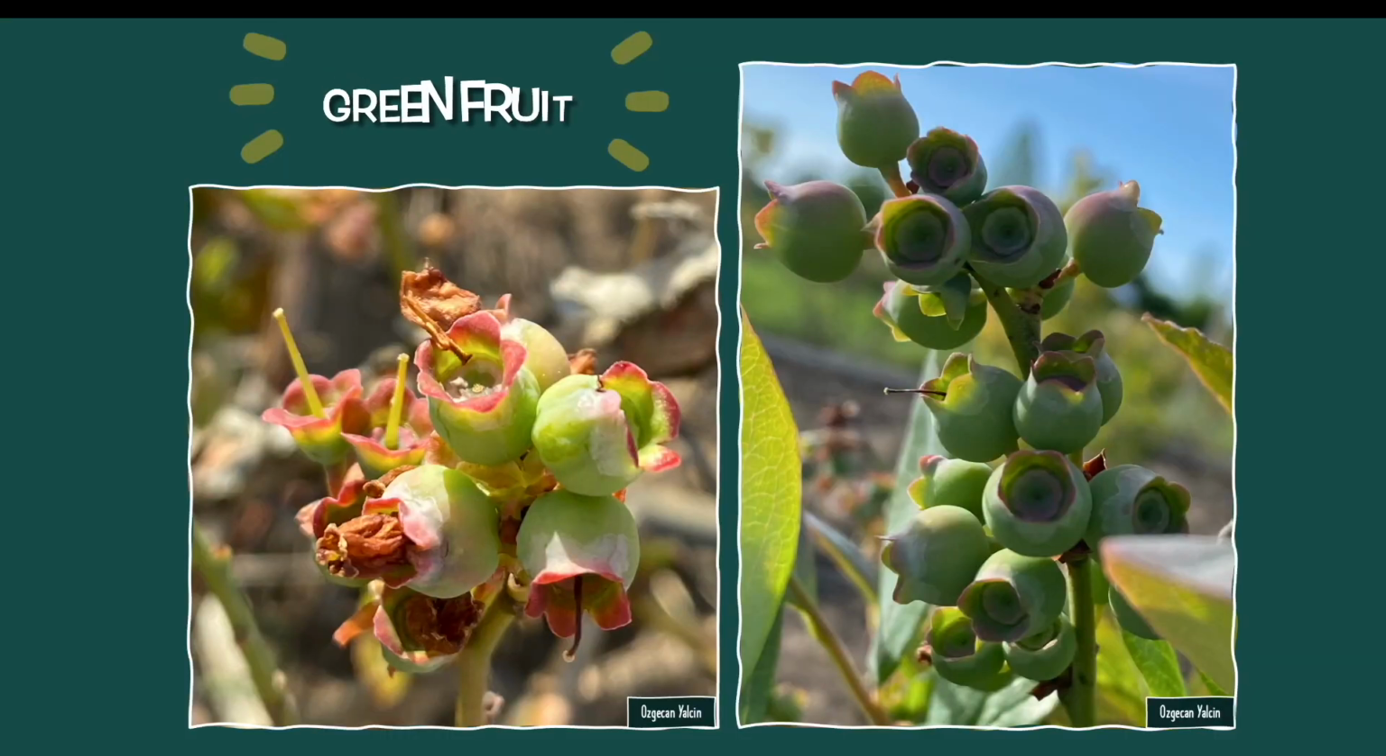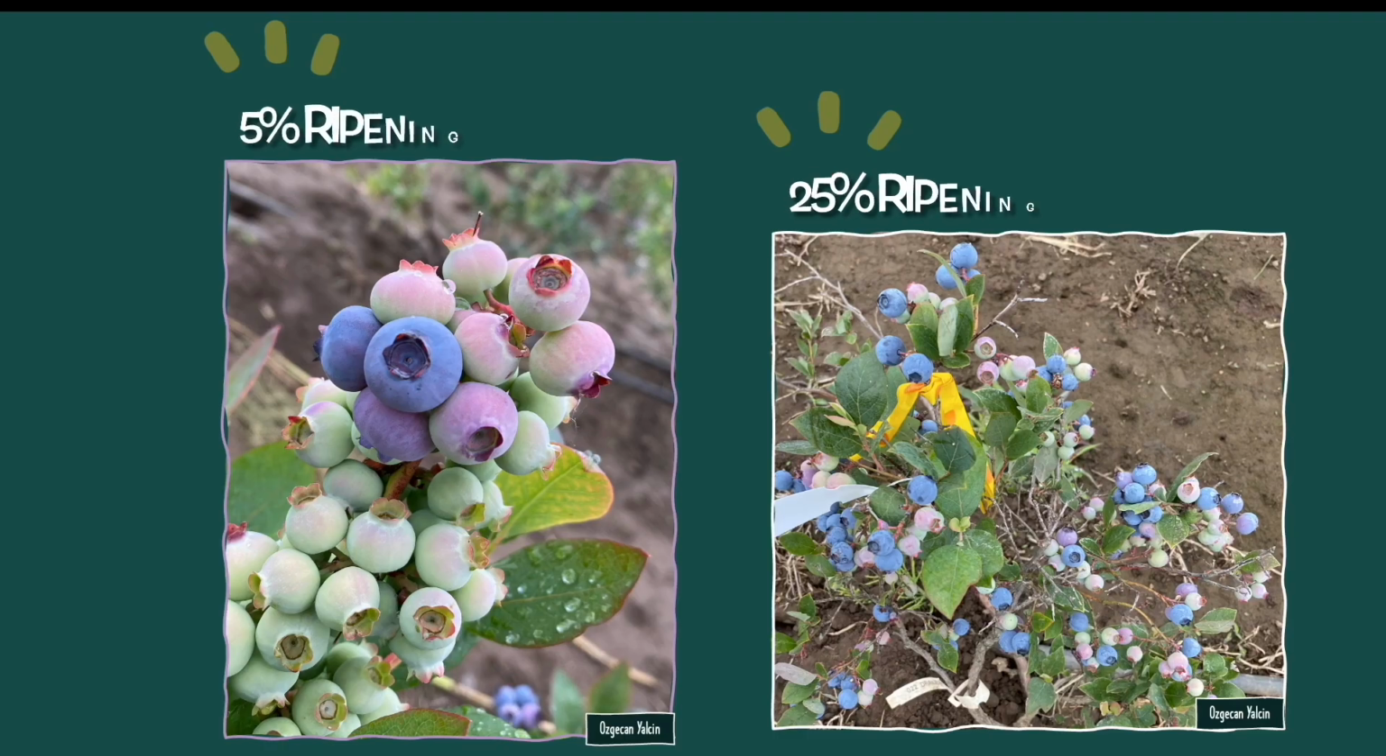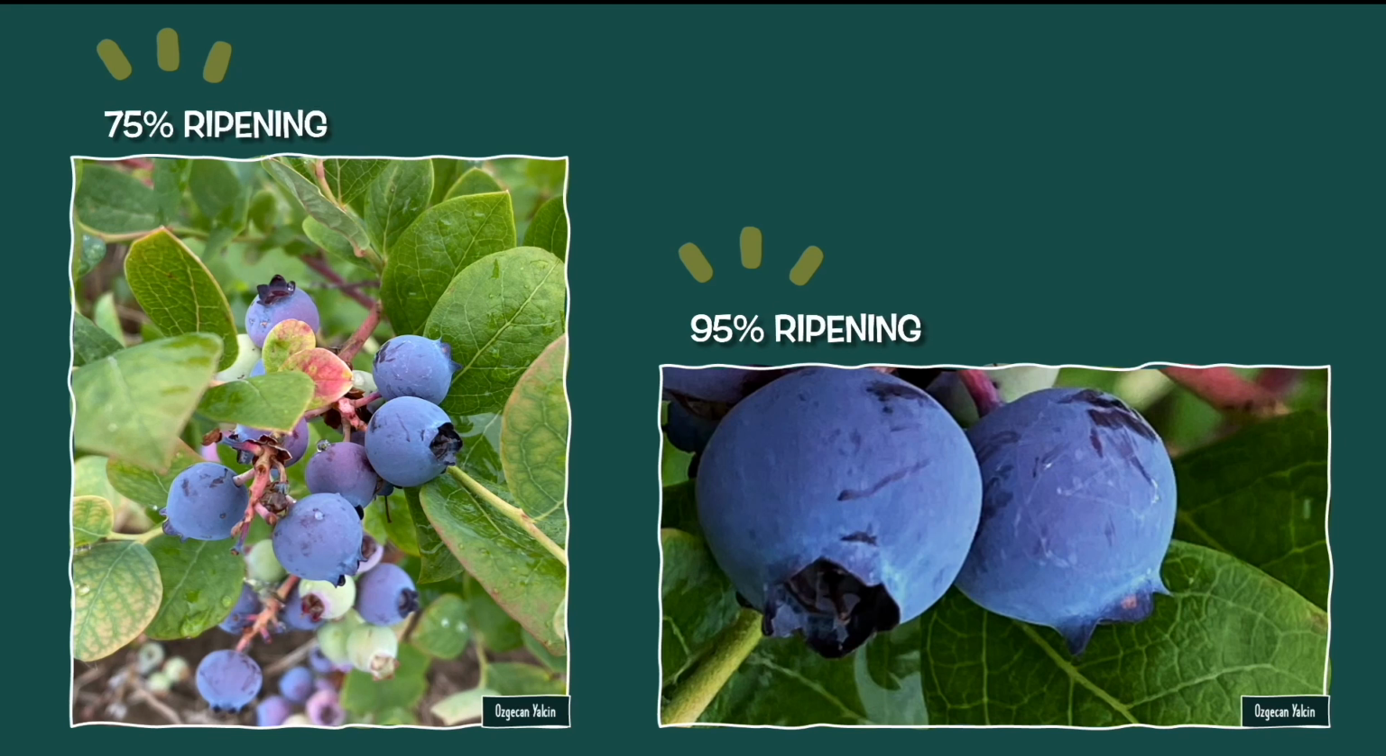And fruit development stages I collect data for are green fruits, where berries are expanding and fruit size varies from small to large pea size in the same cluster. Fruit coloring, where berries are changing from green to pink to blue. 5% ripening, that is the first blue fruit on the bush. 25% ripening, 75% ripening, and 95% ripening. As I said before, I phenotype 196 individuals from D by J population for these traits.